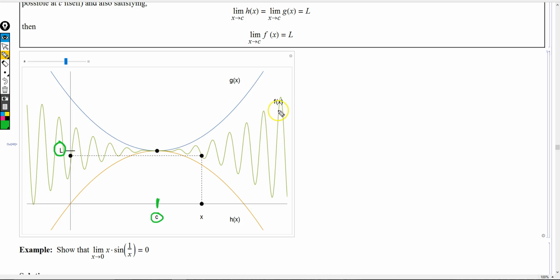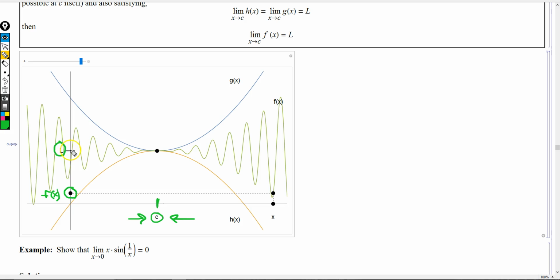Alright, now the question is, what's happening to f as x approaches c from either side? Well, keep an eye on the dot right here. Let me back that up a little bit. Okay, so keep an eye on that value right there on the y-axis. That's f of x right there. Now watch what happens to that dot as I let x slide towards c from either direction.